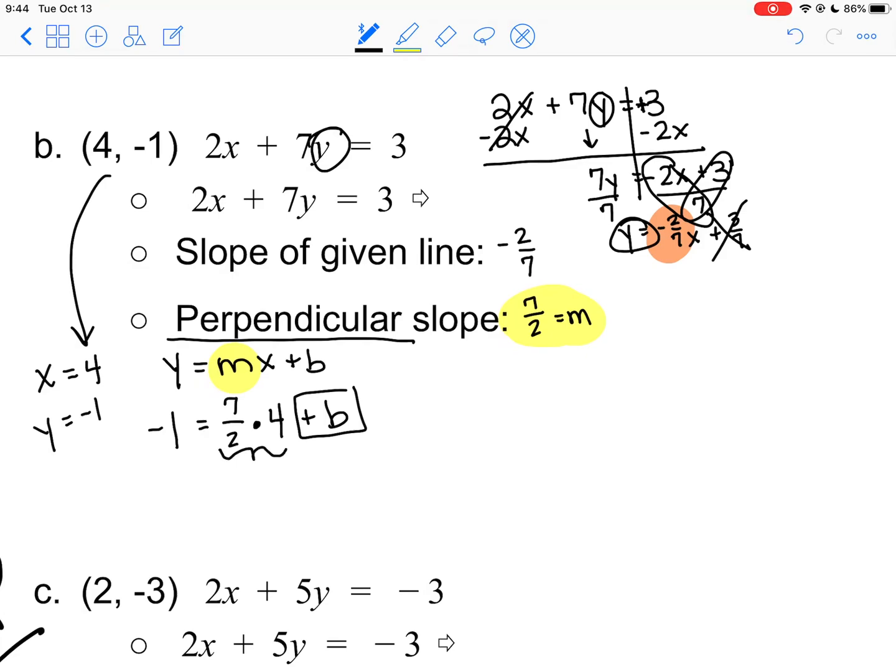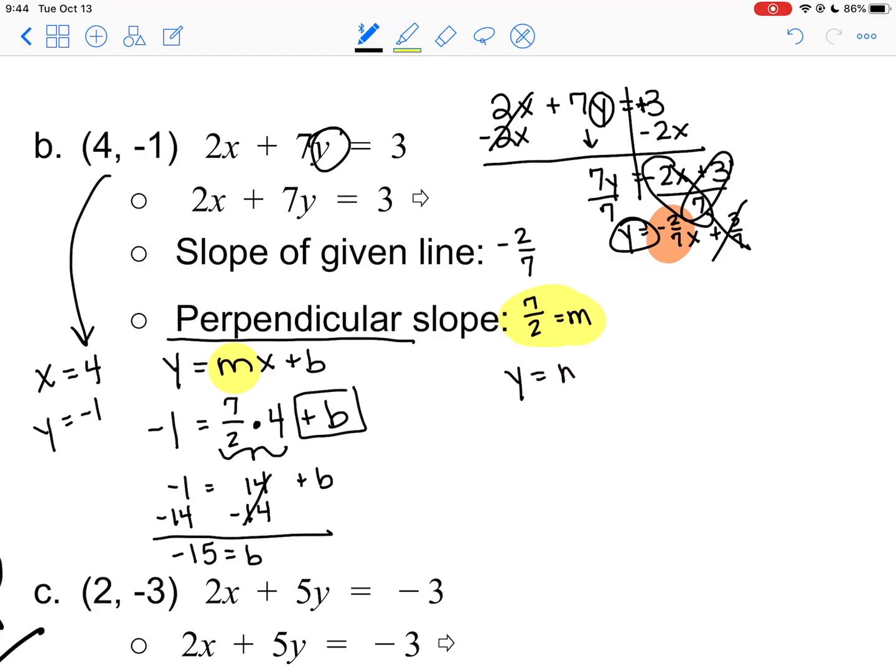So the first thing is to multiply. 7/2 times 4 is going to be 14. So 14 plus b equals -1. And then to find that y-intercept, I subtract 14 from each side. And -1 minus 14 is -15.